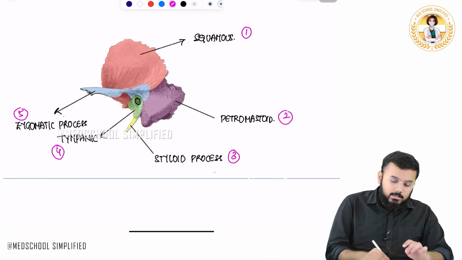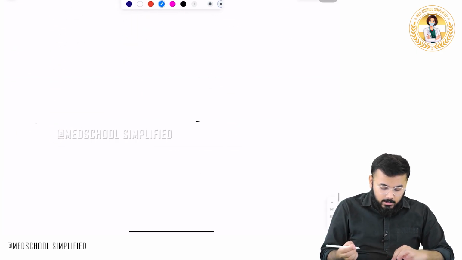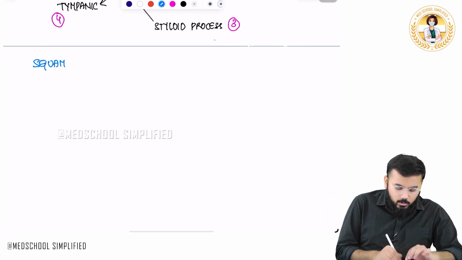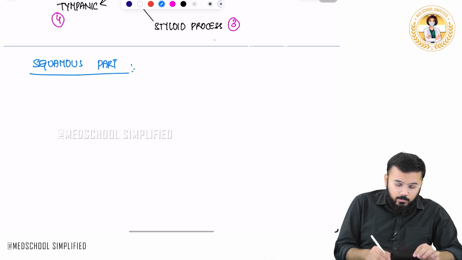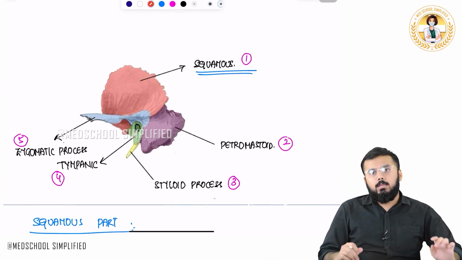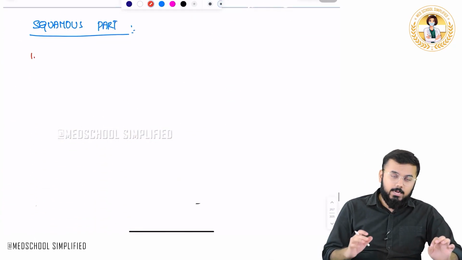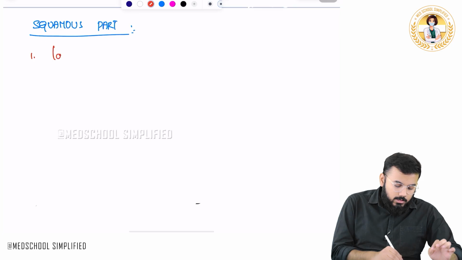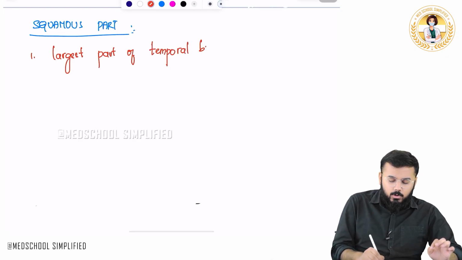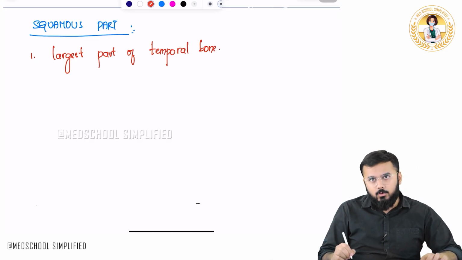Now first we shall discuss the squamous part of your temporal bone. The first important statement you have to give is that, out of all, the squamous part is the largest part of your temporal bone.